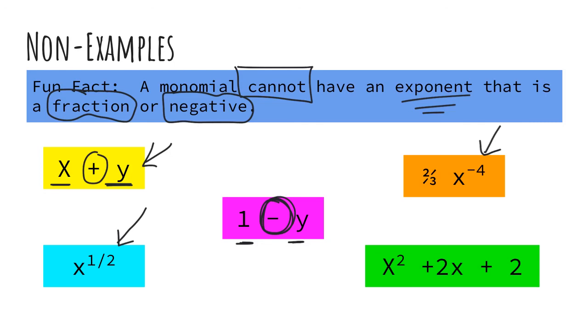And then the green box, I have a plus sign and another plus sign. I actually have 1, 2, 3 terms. That is a trinomial. So everything on this page is a non-example. These are non-monomials.